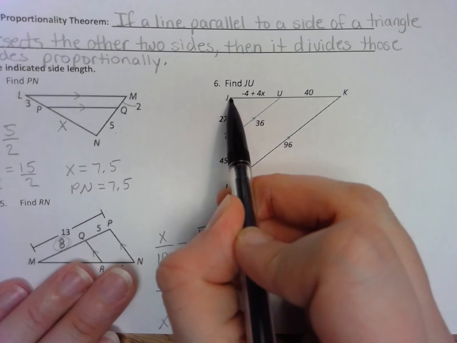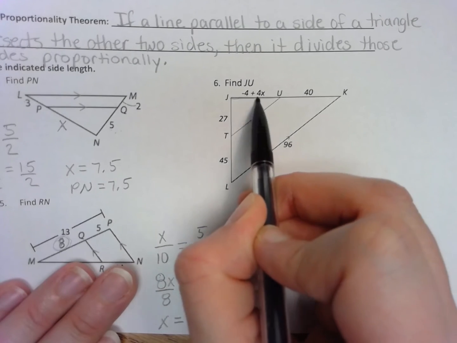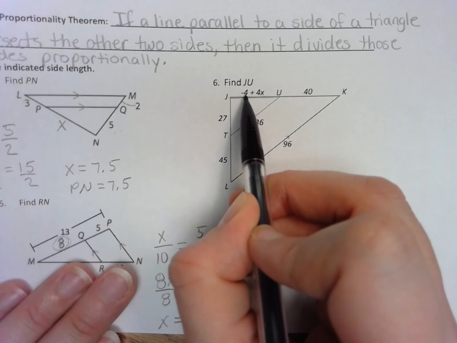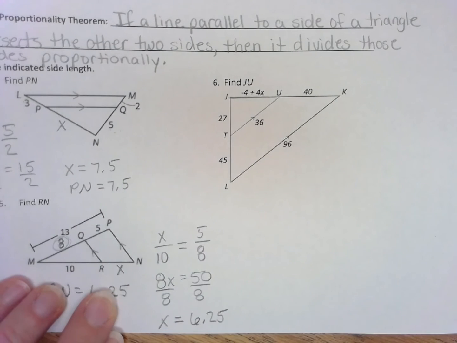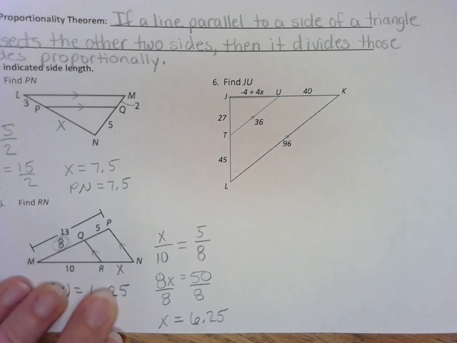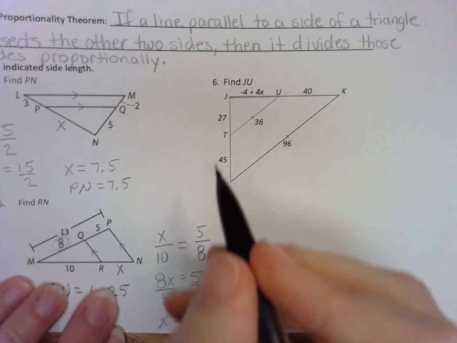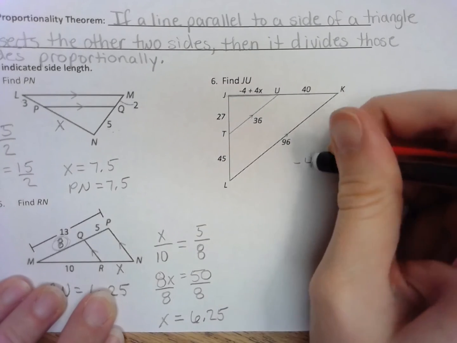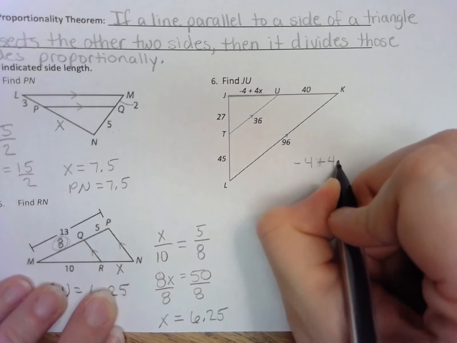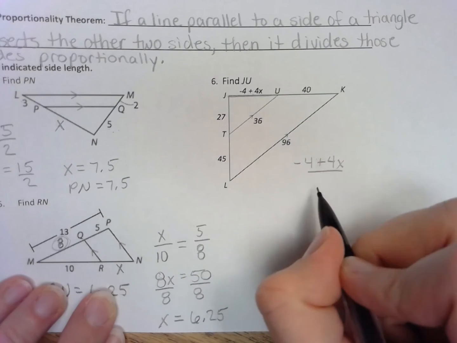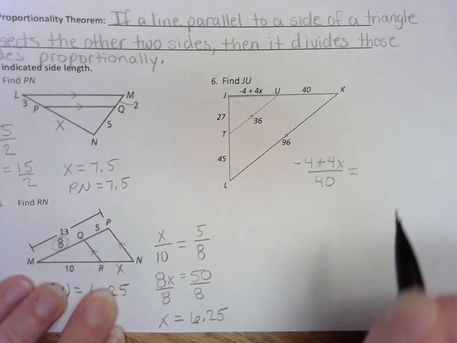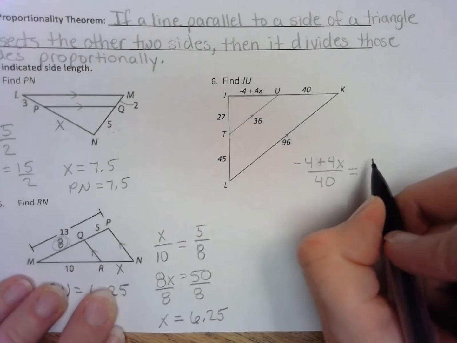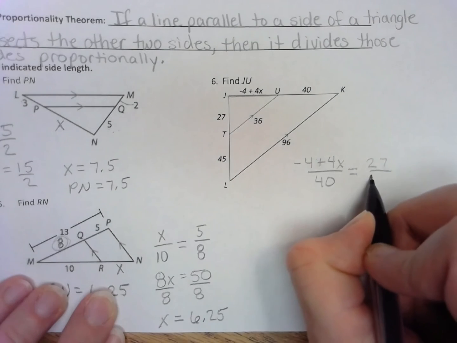Notice we're asked to find JU. But JU is not just going to be represented by x. It's represented by this -4 plus 4x. So we're going to have to solve for x, but then go back and plug it in order to actually find the missing length, JU. Well, let's start with that piece, -4 plus 4x. And we're going to set that up with 40 as our ratio. And it's going to equal, come back and get the 27 over 45.